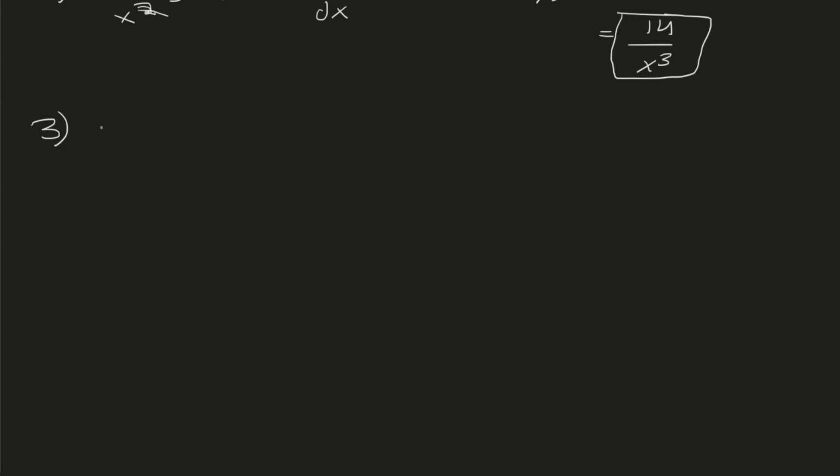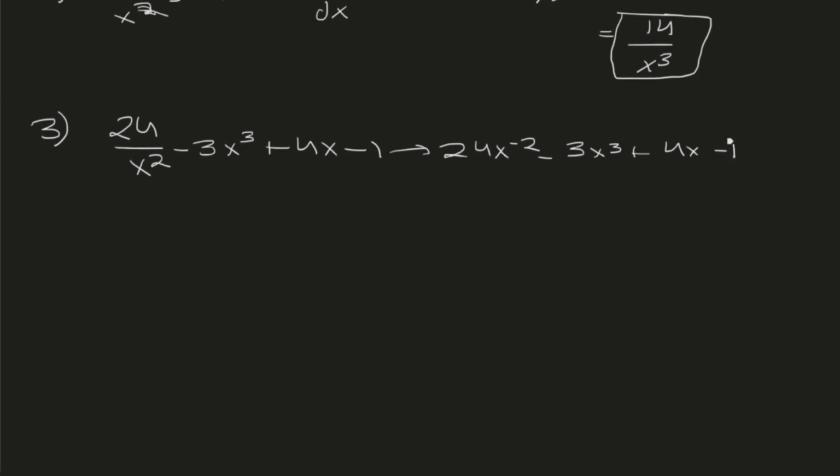So let's have the function 24 over x squared minus 3x cubed plus 4x minus 1. Now, that's a pretty big function, but if you remember, start by taking the derivative of each term individually. So let's rewrite this function by making it a polynomial: 24x to the negative second minus 3x cubed plus 4x minus 1. And now we can take the derivative using the power rule.